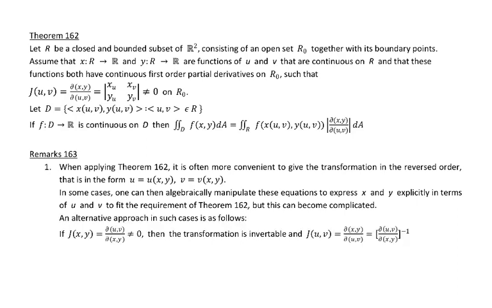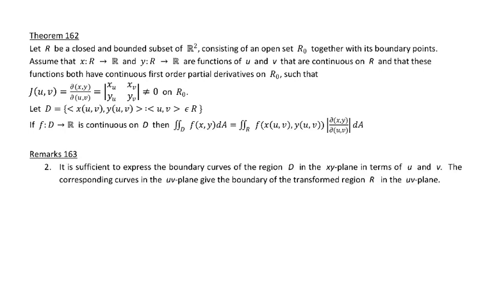An alternative approach in such cases is as follows. We calculate the Jacobian j(x, y), and if that is not 0, the transformation is invertible, and we can find the Jacobian j(u, v) by taking the reciprocal of the Jacobian j(x, y).